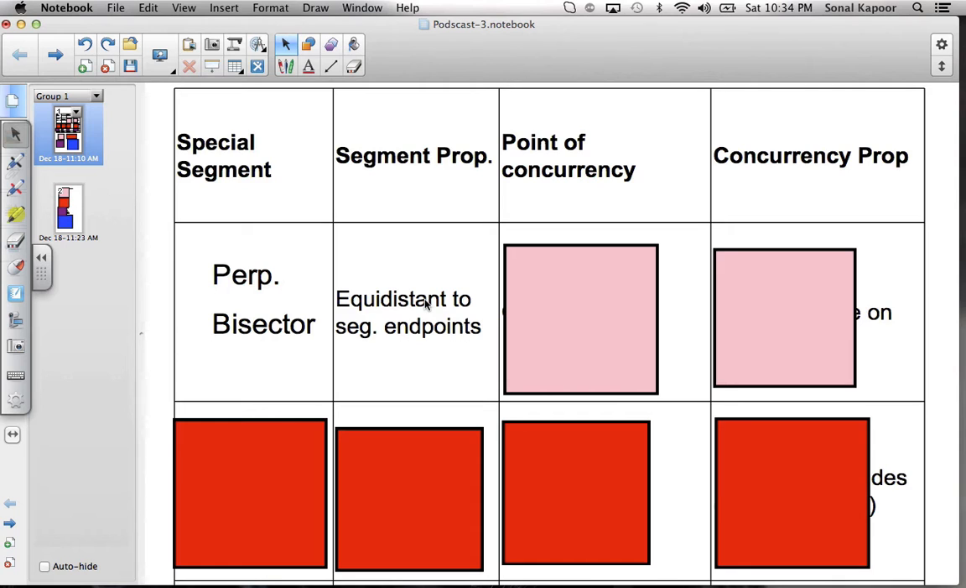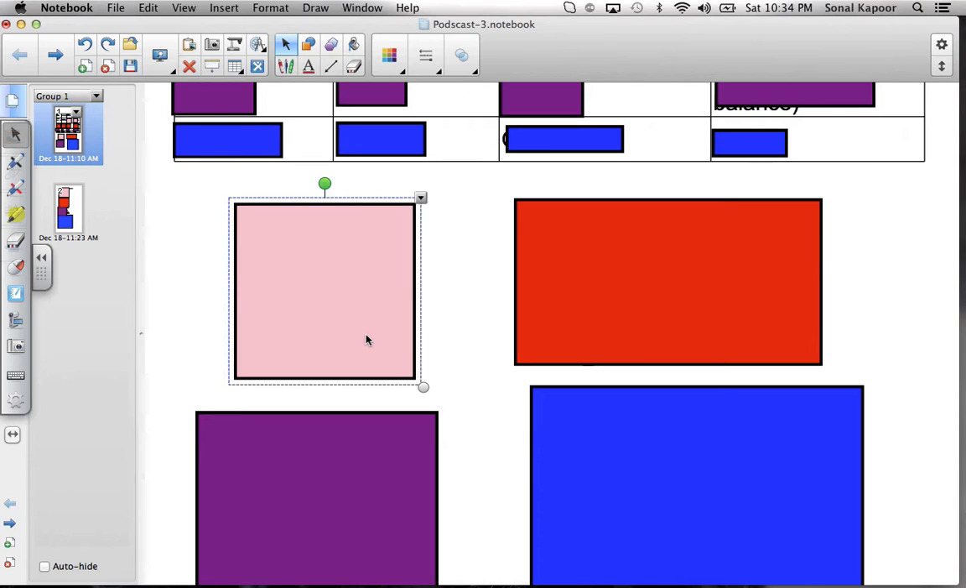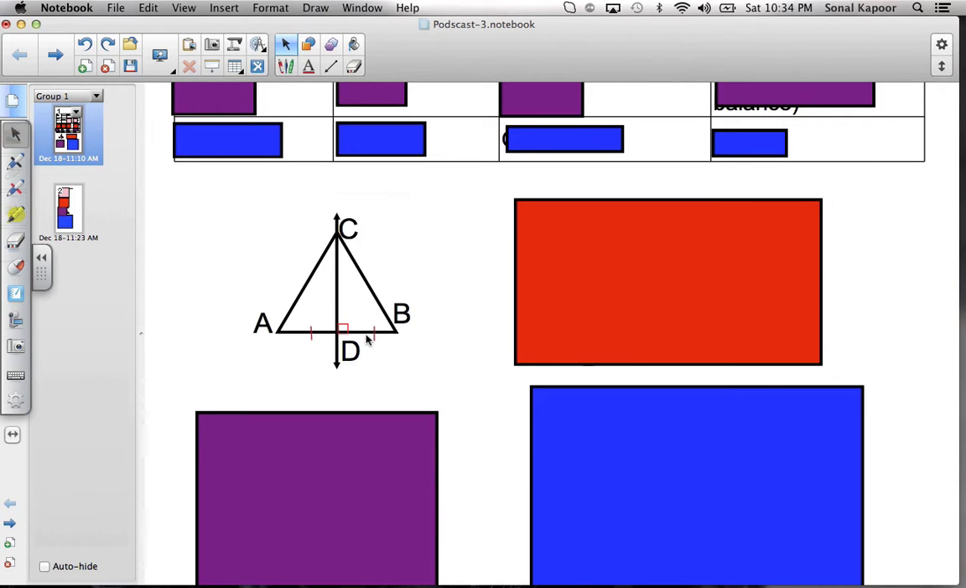So let's come down and look at an example. If CD is the perpendicular bisector of AB, according to the perpendicular bisector theorem, then AC would equal BC.